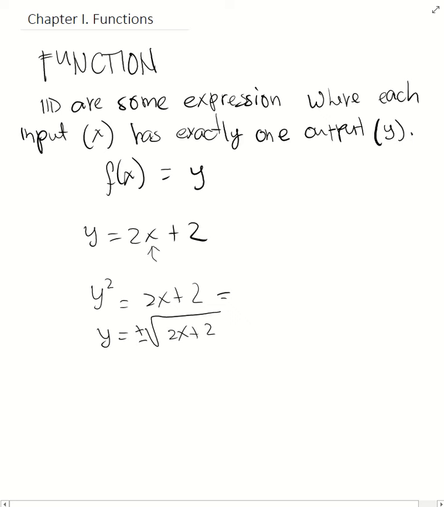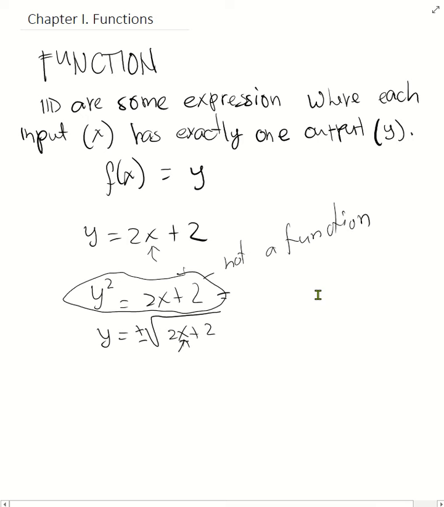This means that if you apply an input of x, your result will always be a plus and a minus. So there are two outputs. With two outputs, you violate the definition of a function, which should have exactly one output only. So this one cannot be considered a function.